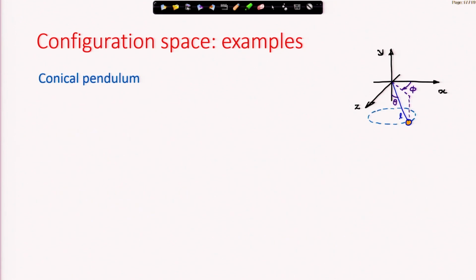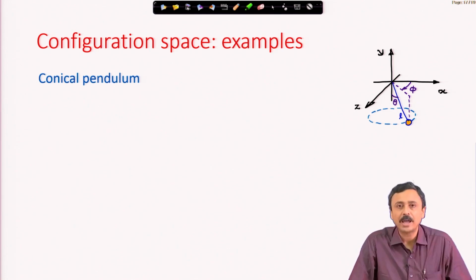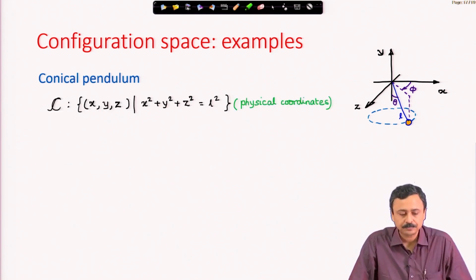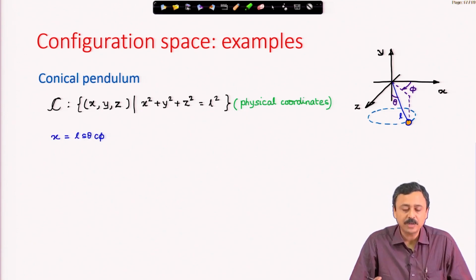Let us look at this conical pendulum. This is a pendulum which also has a rotation, spin about the y axis, which is vertically upwards. The location of the bob, the physical coordinates of the bob are x, y, z, but x, y, z must satisfy this constraint, x square plus y square plus z square must be equal to L square. In the physical space, therefore, we have a constraint, but I can represent the x, y, z in terms of two angles, theta and phi, which I have indicated.